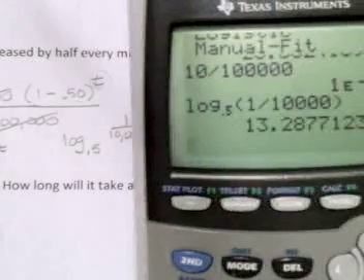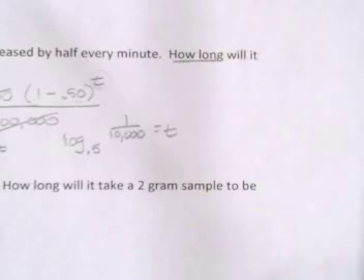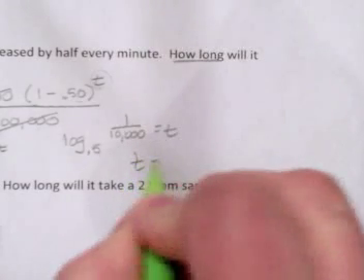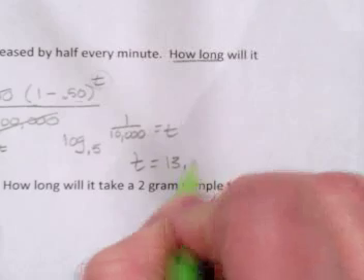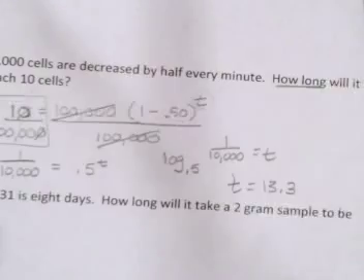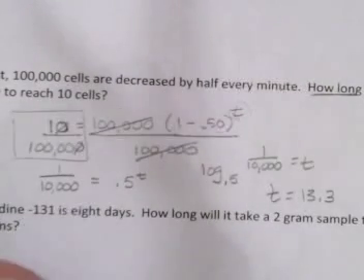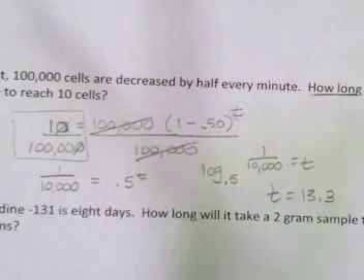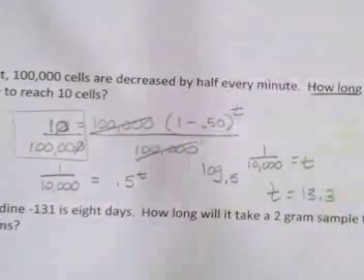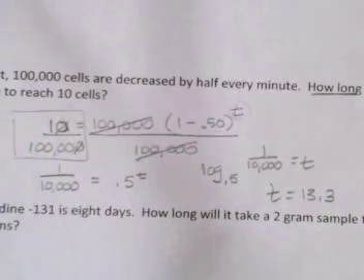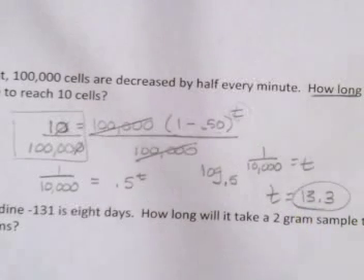Let's round that 13.28 to 13.3. So t is equal to 13.3. What does that mean? In an experiment, 100,000 cells are decreased by half every minute. How long will it take for the sample to reach 10 cells? In 13.3 minutes, I have gotten to a point where I only have 10 cells.